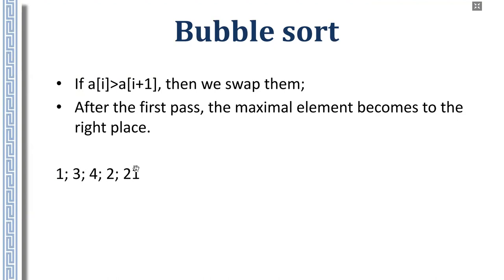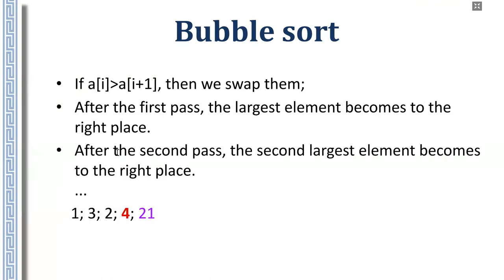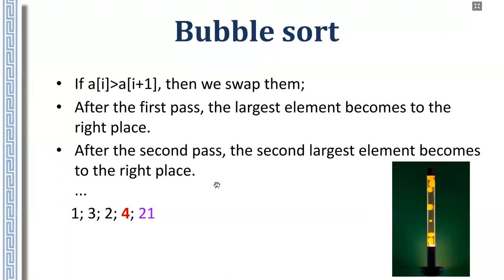Here it's the same thing. The maximal element comes to the end of the array very fast, and it is in the right place after the first pass. After the first pass we have better order, but it's still not the correct order. That's why we pass again, and after the second pass the second largest element is also in the right place. After the third pass the third largest element is in the right place, and so on. So it is like a lava lamp.